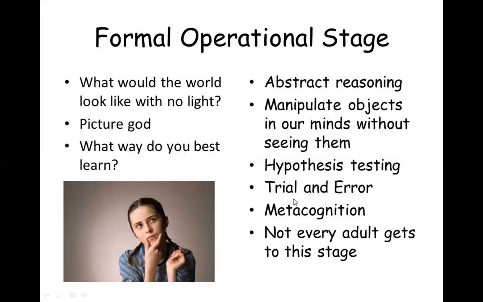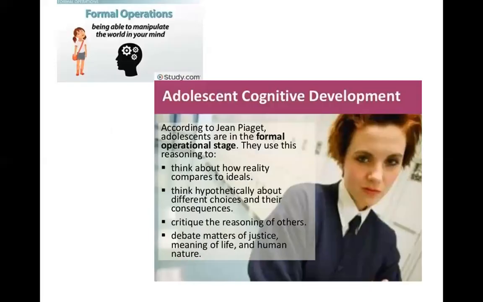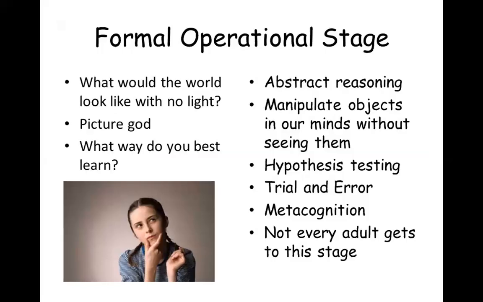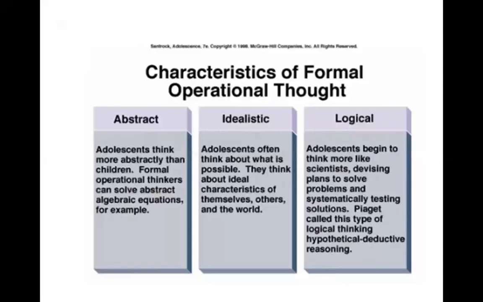Metacognition means here the children learn about their way of thinking. They think how they think. So this is the metacognition. Means here the children's thinking level has developed, or we can say every adult does not reach this stage. So maybe some of us do not enter in formal operational stage. So this is the formal operational stage.